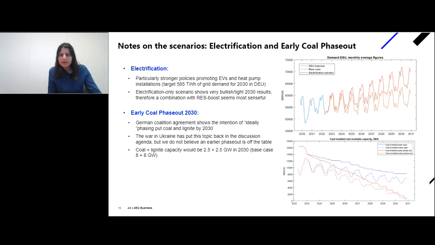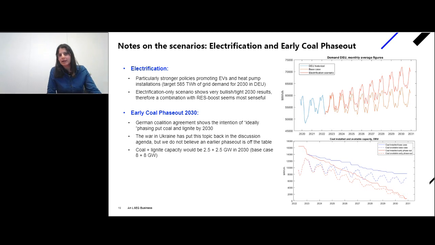So that is one scenario. The next scenario we call early coal phase out in 2030, which is nothing really new. It was one of the main discussion points before the beginning of the war: the idea of phasing out coal and lignite in Germany not by 2035, but rather earlier, by the year 2030.